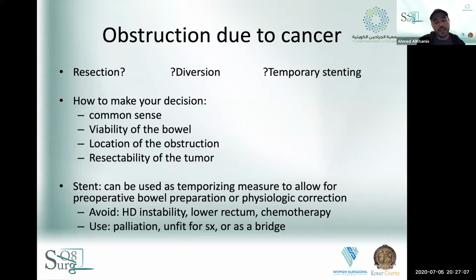So I think my 2 cents are avoid stenting if you have a hemodynamically unstable patient, if you have a low rectal tumor, and if you are thinking about starting chemotherapy very soon, because they tend to perforate with chemo, especially with immunotherapy, which we'll talk about in the next slide, maybe. However, use it if you think this patient needs just palliation, this is an unresectable mass, putting a stent gives them some relief, and we know that their life expectancy is low, so it's a palliation. If the patient is unfit for surgery for now and you want to make them fit and bridge them to the next surgical intervention, then I think stents are good. And of course, if the patient is hemodynamically stable.